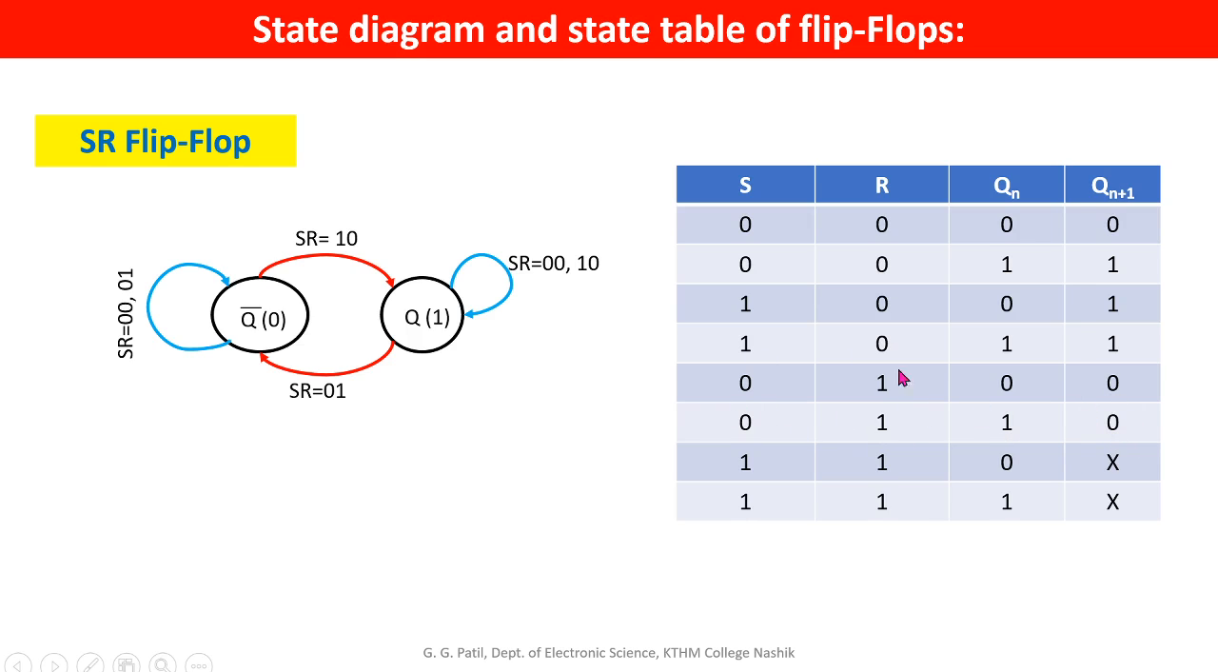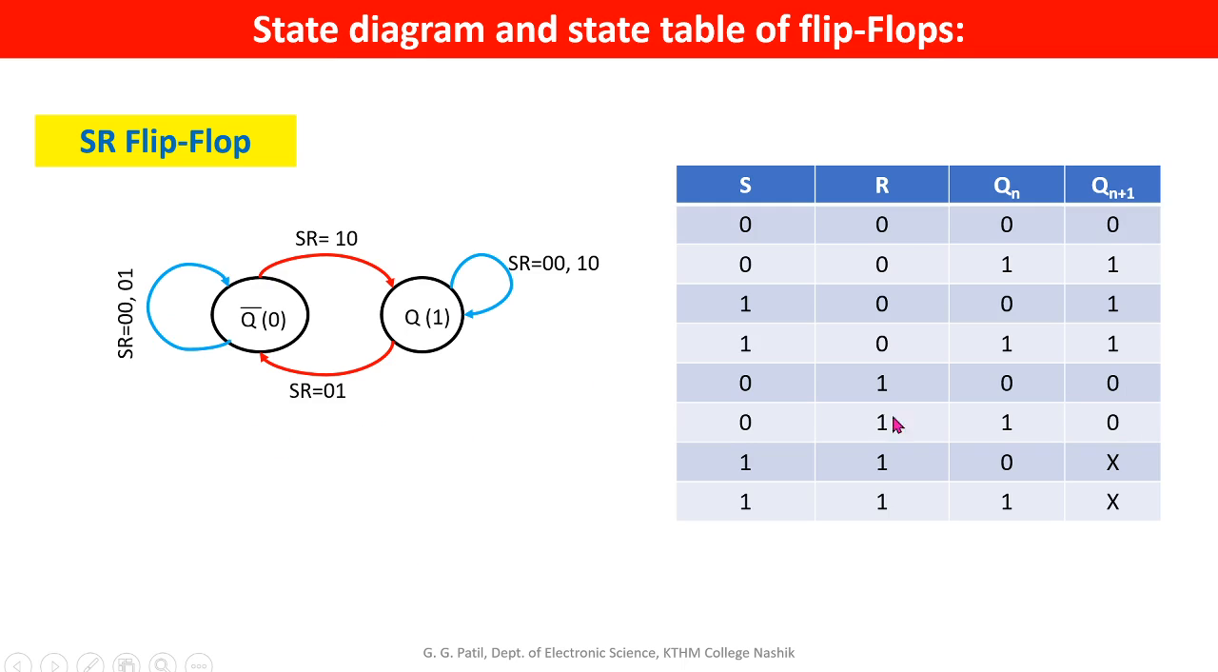So under this condition, the output becomes 0. And the last condition, where S is 1 and R is 1, is the forbidden condition in the SR flip-flop that we all know. So in the SR flip-flop, under the SR condition 0 0, the output maintains the same state. SR equal to 1 0 sets the flip-flop, or SR equal to 0 1 resets the flip-flop. So the state diagram can be drawn here.